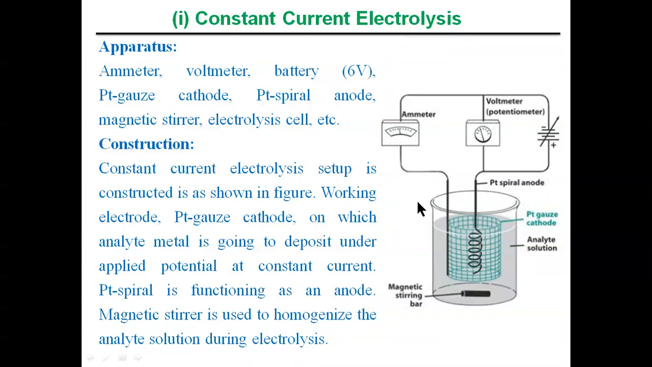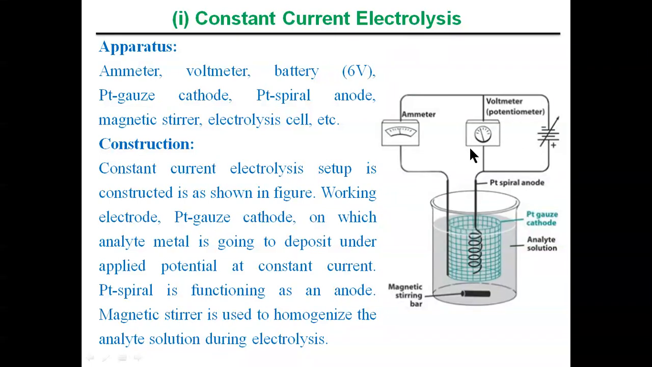Here is the apparatus. You can see it is very clear that we have a very nice apparatus here. In this apparatus, we have an ammeter, which is used to measure the current. This is a voltmeter, which we can also call a potentiometer, where we can measure the voltage of the circuit, and this is the battery. The battery used in this constant current electrolysis setup is around 6 volts.